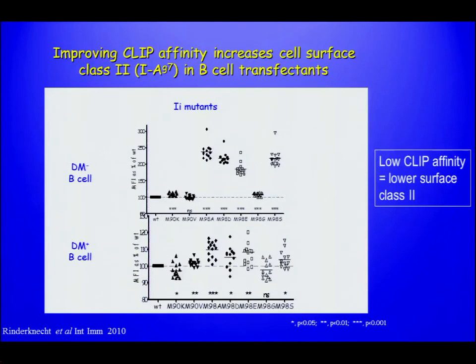I'll go through this somewhat quickly instead of going through all the nitty-gritty of the data, and just tell you that if you have normal affinity for CLIP, you have more cell surface class 2 than if you have low affinity. So the disease-associated alleles have low affinity for CLIP, and one consequence of that is they just have less class 2 at the cell surface. That's one consequence.